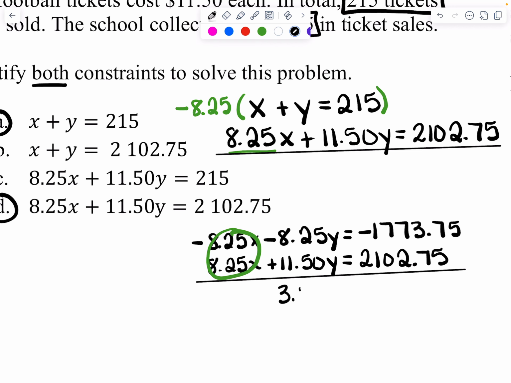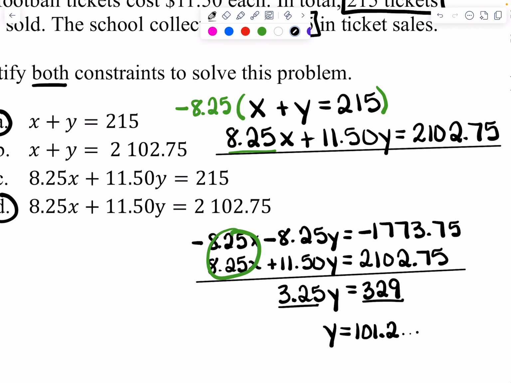That comes out to 3.25y equals, then this one here will equal $329. Now I'm going to go ahead and divide both sides by $3.25, and then I get y equals, now I'm just going to estimate here, but I am going to tell you that it is a decimal. Y equals 101.2, and then that number just goes on.